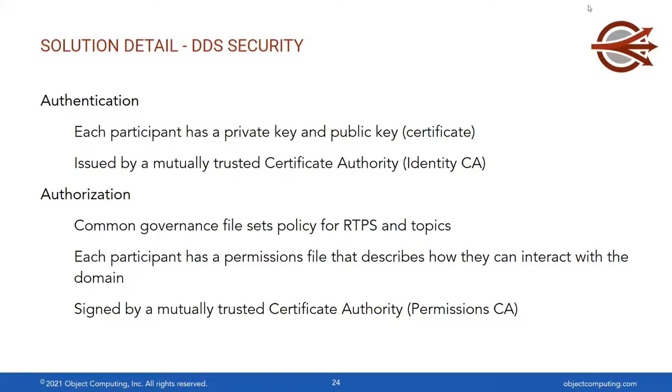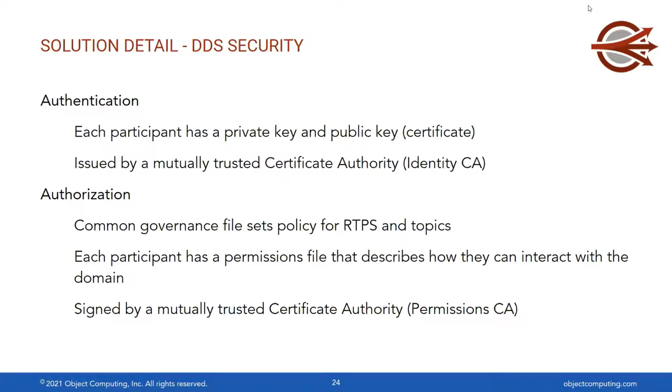Beyond that, once authentication is complete, we then have to move to authorization. So for DDS Security, authorization is broken into two pieces. One is a governance file that sets a global policy that's shared by everybody. This governs how RTPS works at a network level, and also it defines certain things about topics that everyone needs to agree on for interoperability's sake.